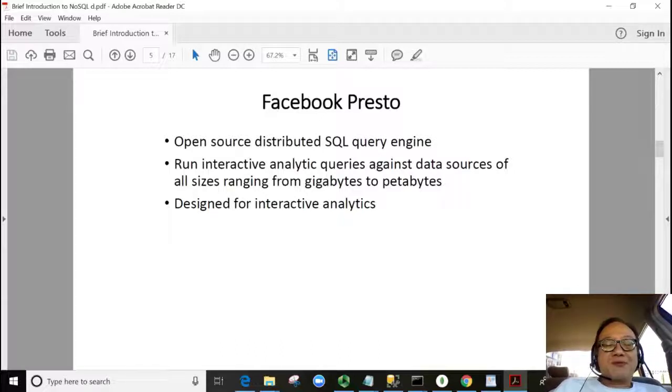The Facebook Presto was built from ground up as an interactive SQL processing engine. Presto can work with all types of data sources, including NoSQL and relational databases.